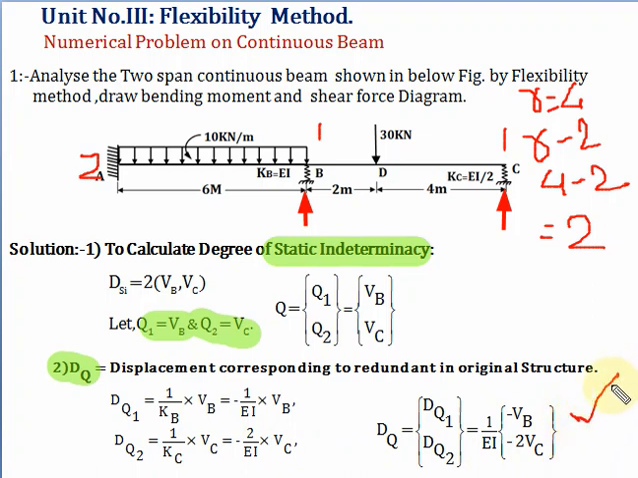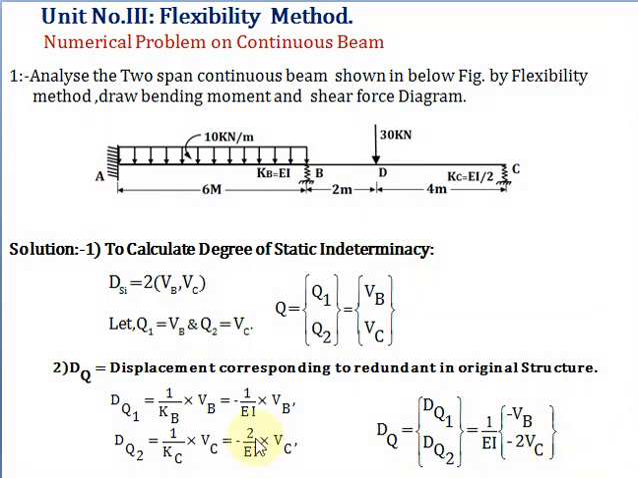The DQ matrix comes into the picture when at the unknown there is a spring support or a sinking of support is given. So in this numerical, at B and C the spring support is given, so here we have found the DQ matrix. Now the next step.